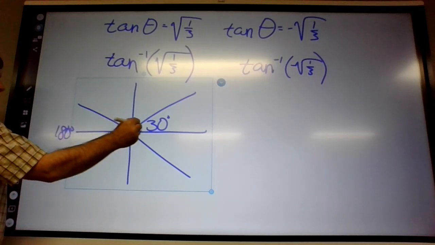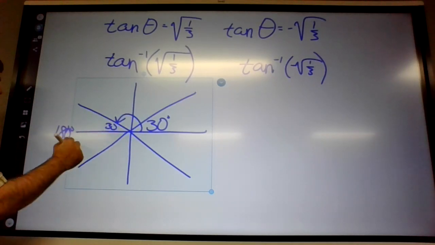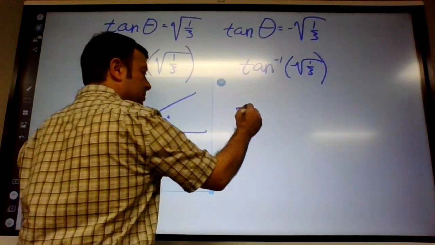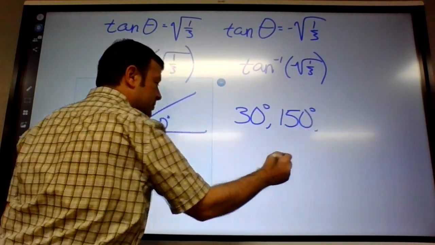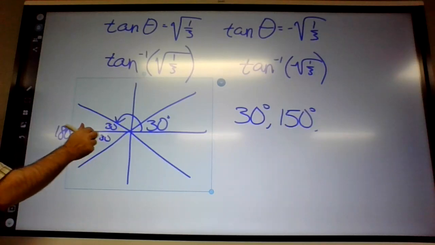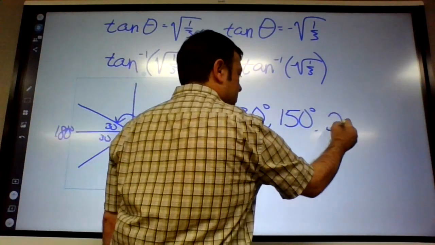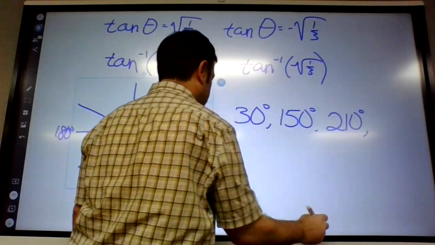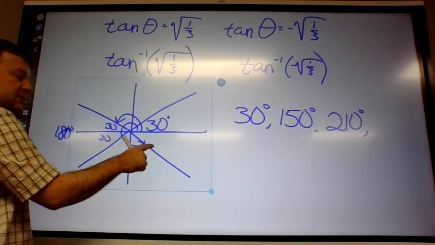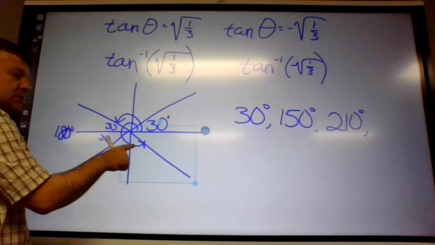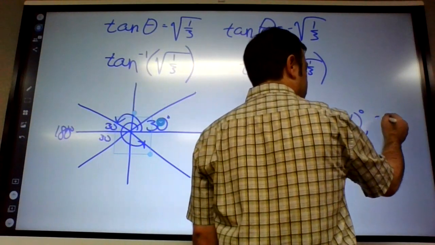So this angle right here is 180 minus 30, which is 150. This one right here is 180 plus 30, 210. And how do I find this angle right here? 360 minus 30, which is 330.